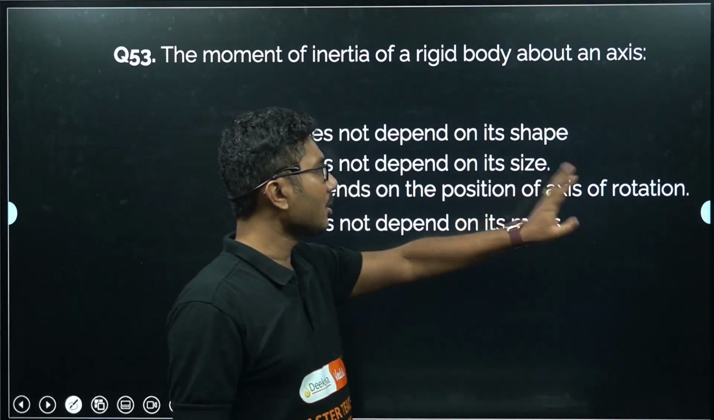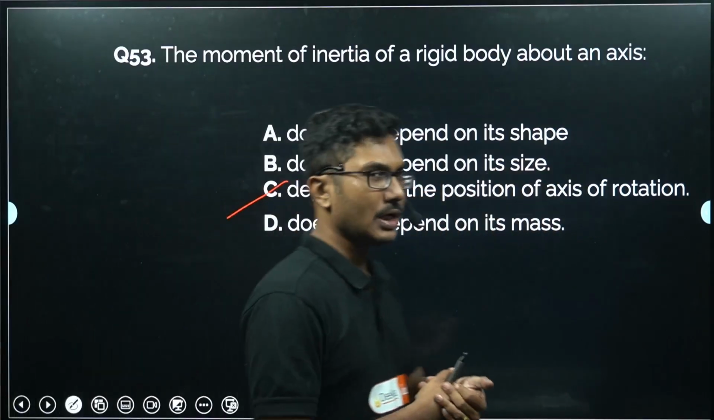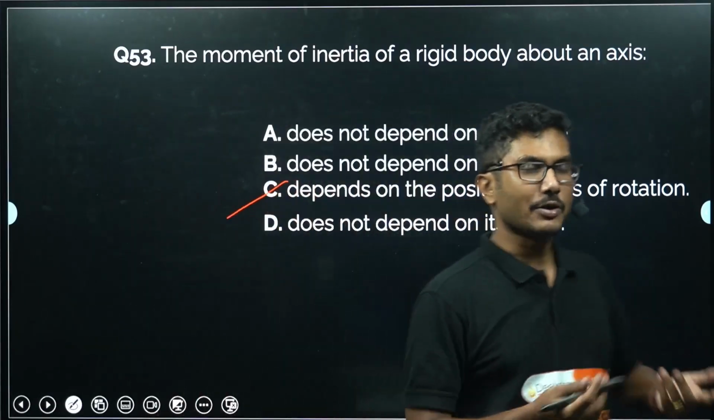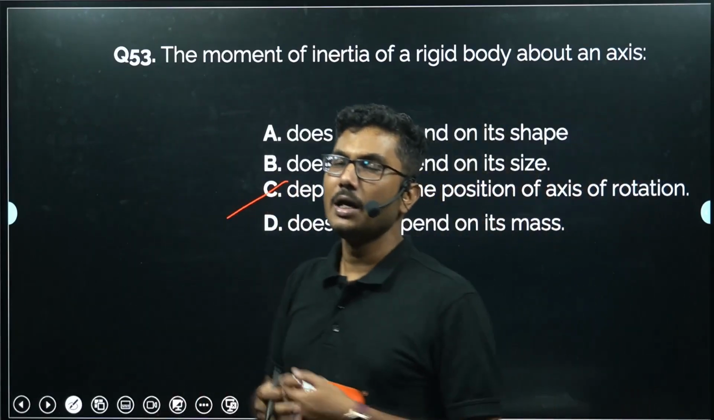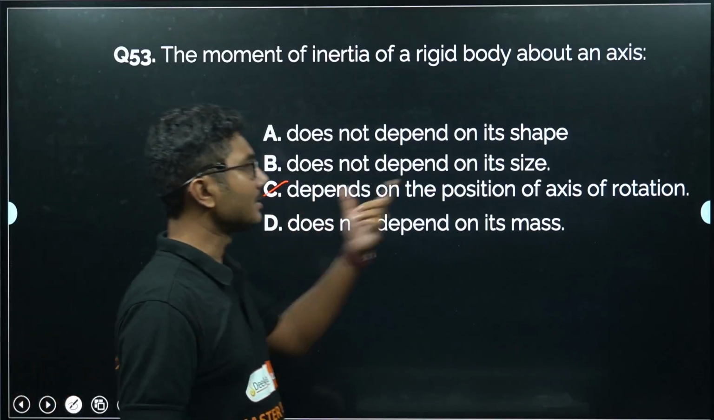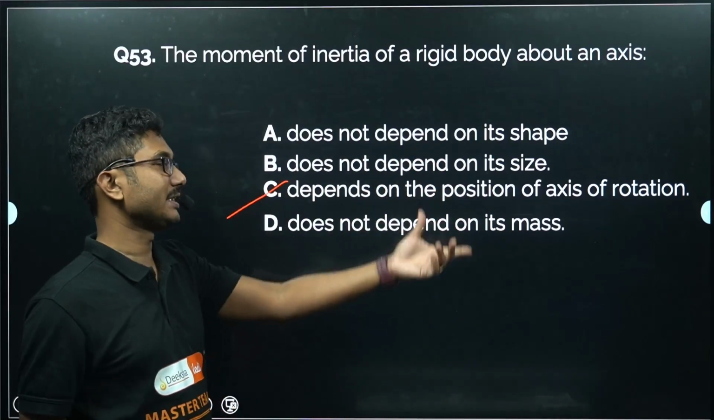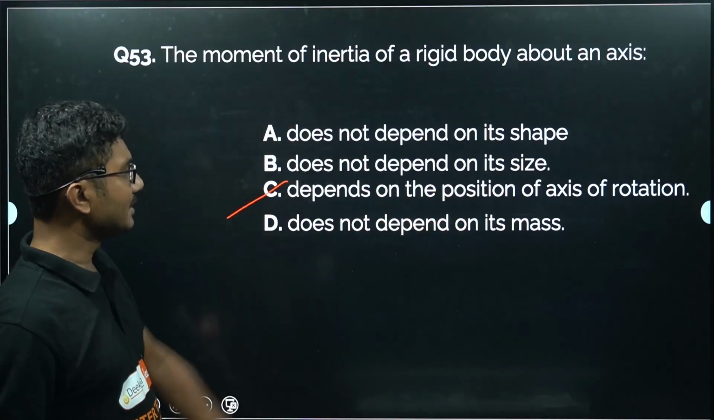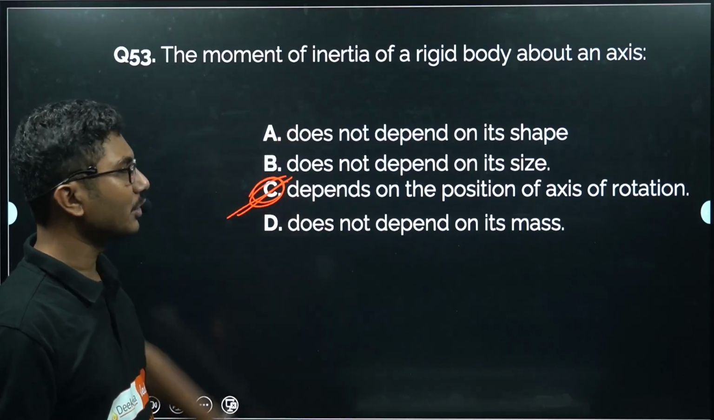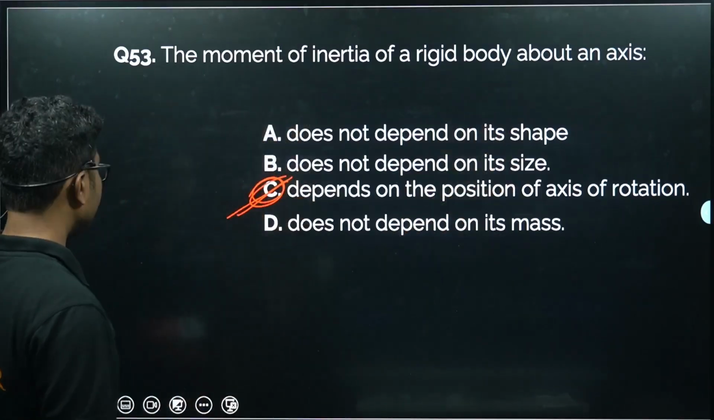Depends on the position of the axis of rotation. Yes, it depends on the position of the axis of rotation. Does not depend on its mass. It depends on its mass, mr square by basic definition for a single point, right? So it depends on the mass, the axis of rotation, the size, and the shape. Everything depends, only one of them is mentioned as actually depends, otherwise they have mentioned not depend. So those three are wrong, only this option is correct.